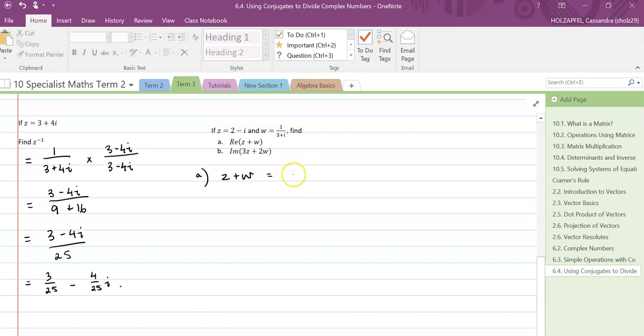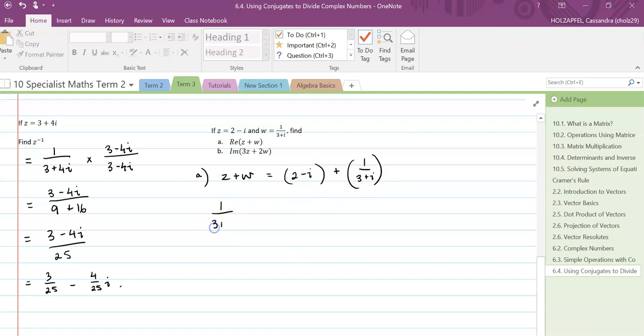So we know that's going to be equal to 2 minus i plus 1 over 3 plus i. Now, we can't add these two as they are, so what we're going to need to do is realize this denominator so that we can add these two values. Okay, so let's work on that first.